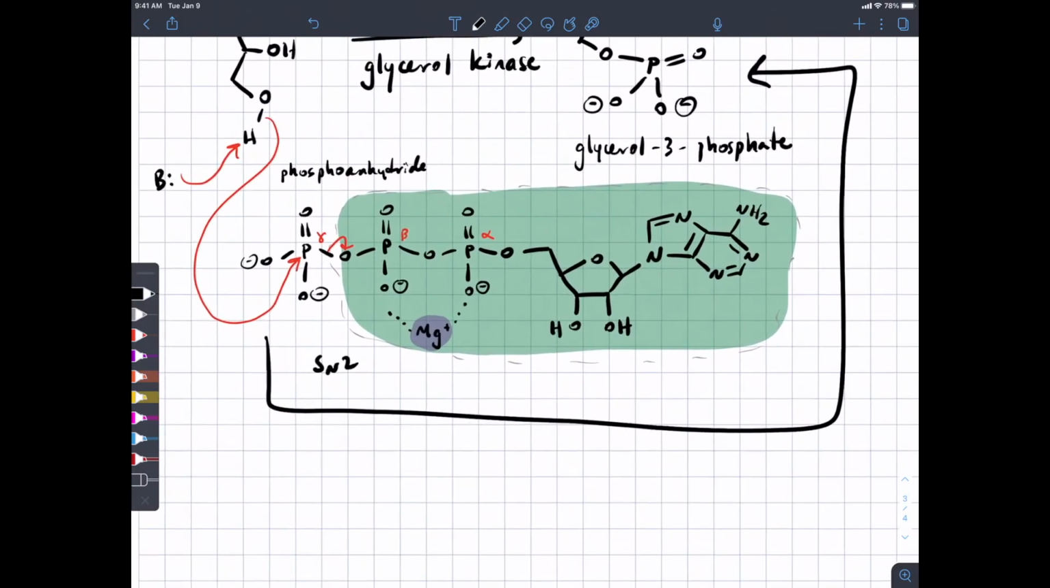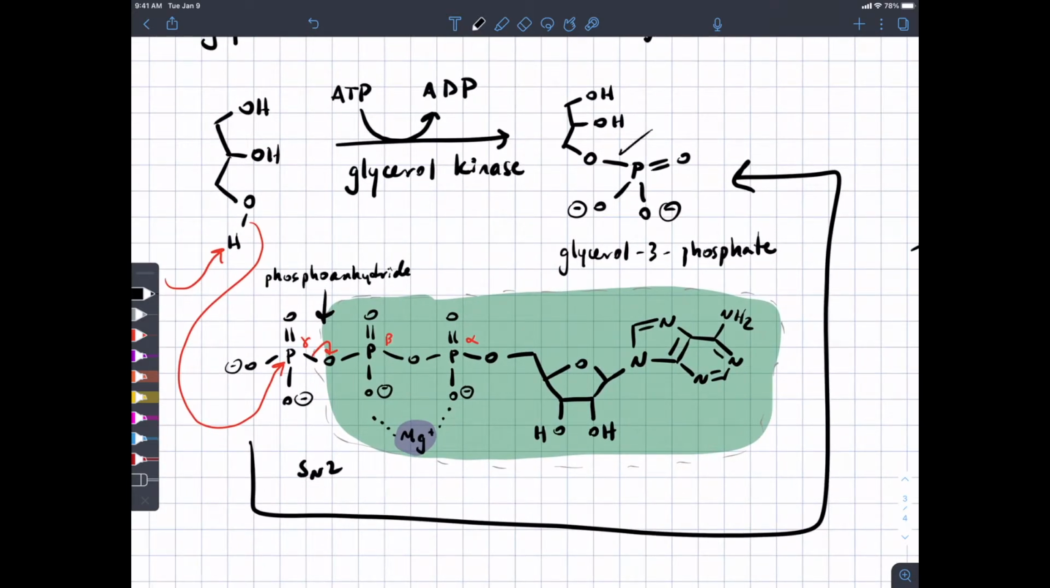And notice that we have replaced a weak phosphoanhydride bond with a stronger phosphoester bond. So this is downhill in energy. And this is one of the ways that ATP fuels reactions. Because ATP hydrolysis in and of itself is thermodynamically favorable, you can often couple it with other reactions to drive them forward. But in this case, the product is more stable than the starting material.